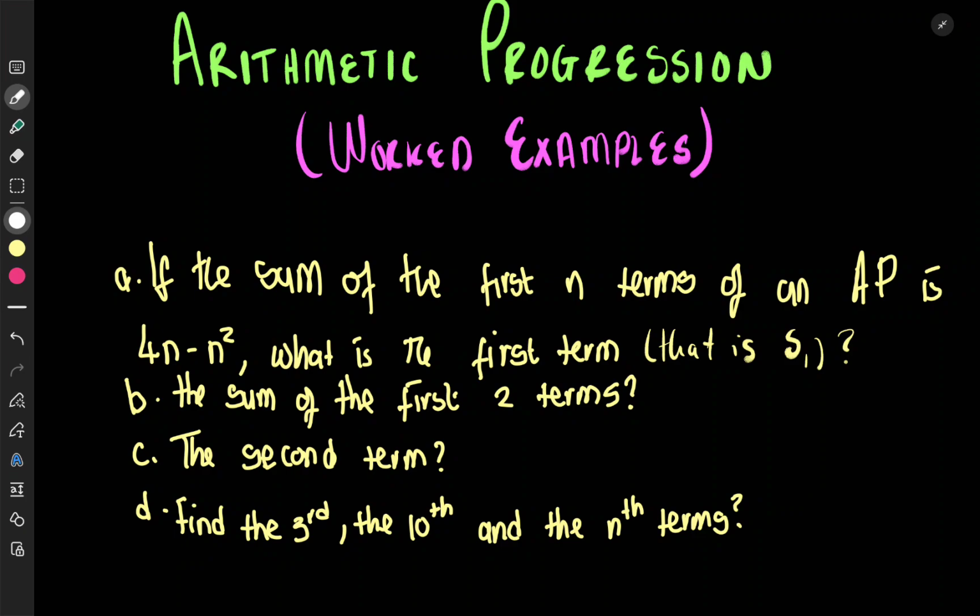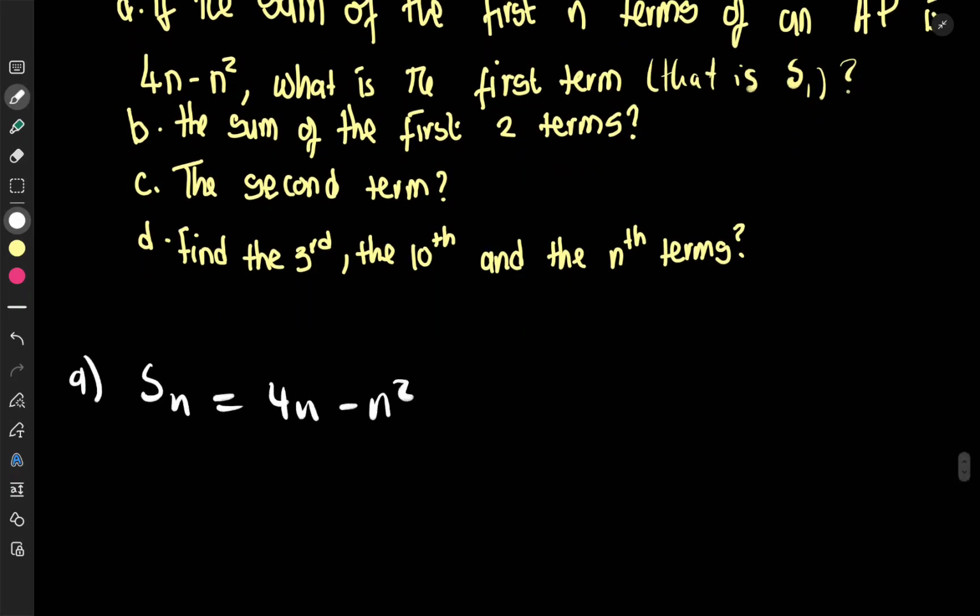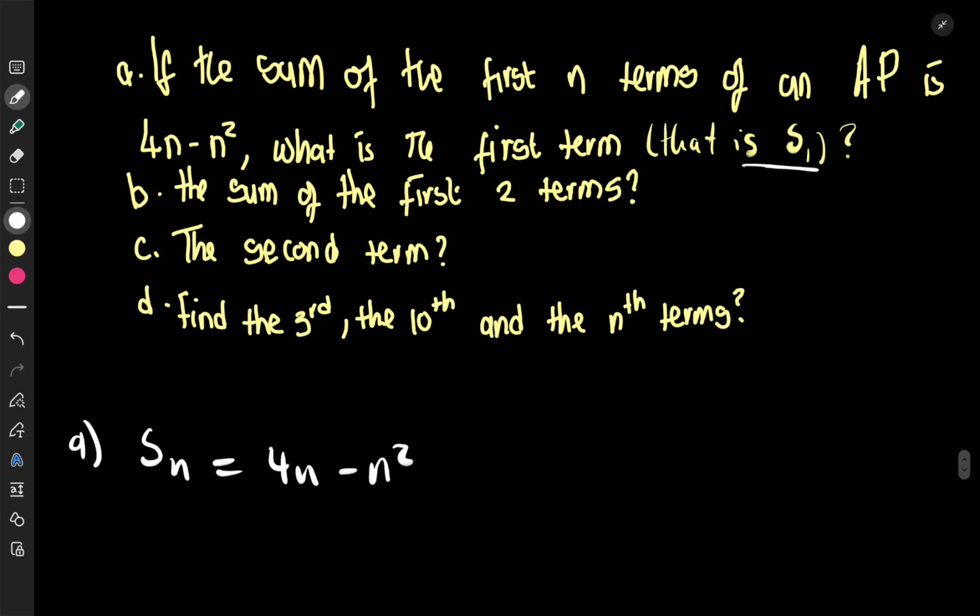Remember that. If the sum of the first n terms of an AP is 4n squared, what is the first term? That is S1. So what is S1? This is so easy, let's do it. Solutions. Part A, they say the sum Sn is equal to 4n minus n squared. And then they said, what is the first term? And they say the first term is S1.